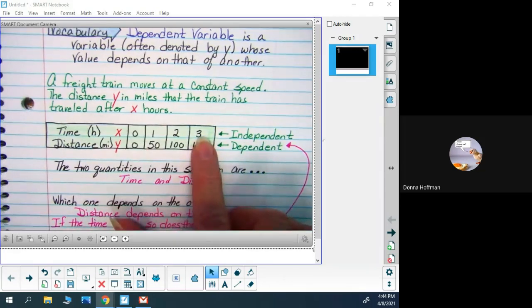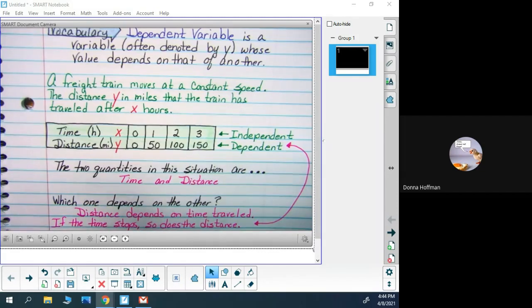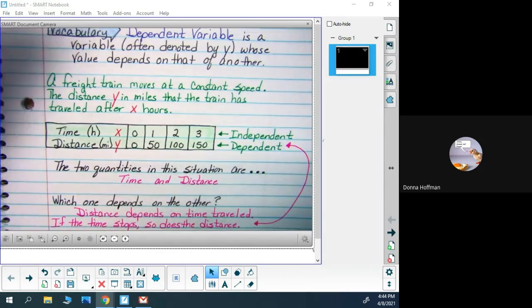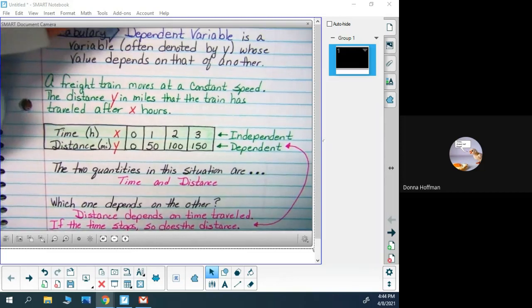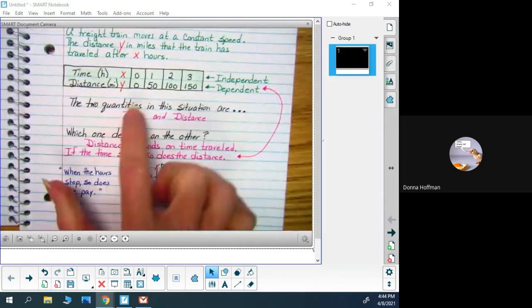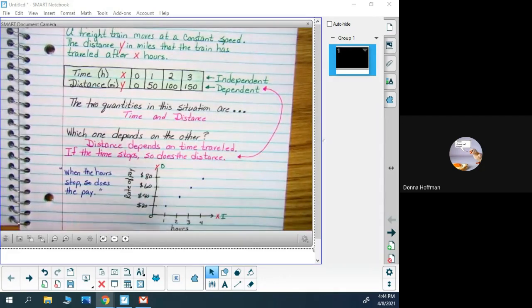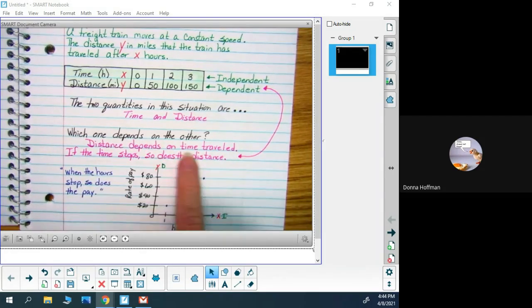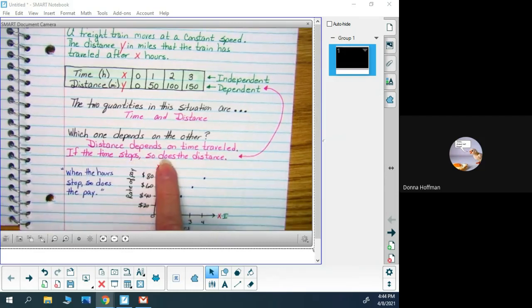So when your time stops, guess what? So does your distance, okay? So that's one way of thinking about it too. The two quantities in this situation are time and distance, okay? And the question would be, which one depends on the other? Well, your distance is definitely going to depend on your time, because if your time stops traveling, guess what? So does your distance. So which one depends on the other? Distance depends on time traveled. If the time stops, so does the distance. It kind of makes sense.